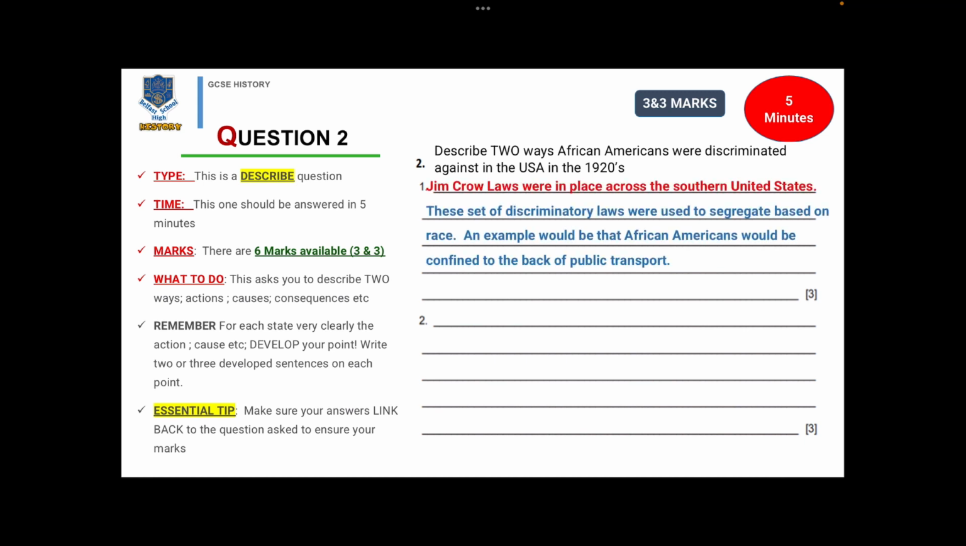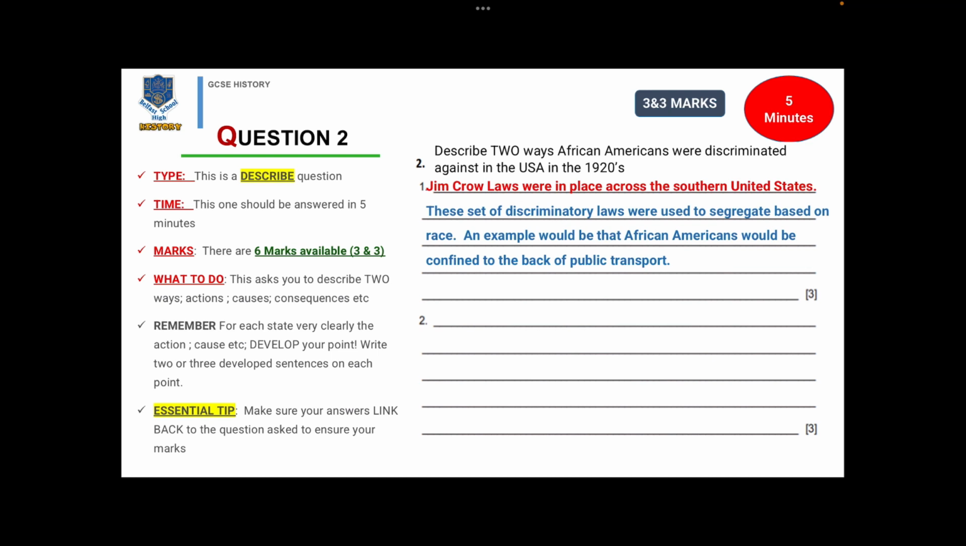So you can see here the red is where I'm stating the key points. So Jim Crow laws is a good example of this. So Jim Crow laws were in place across the southern United States. And then I went on to develop it. And what's really important, I think, here is the use of the full stop, because it sort of shows that there's 3 different elements to this answer and 3 marks.